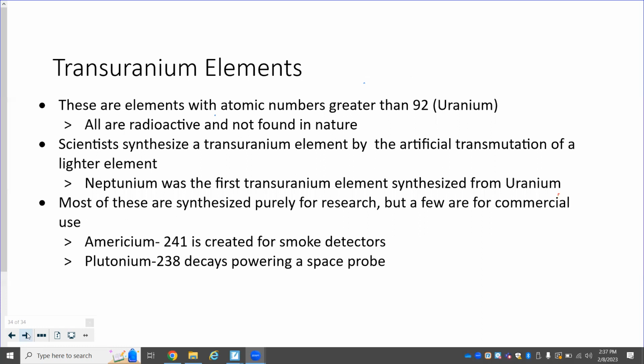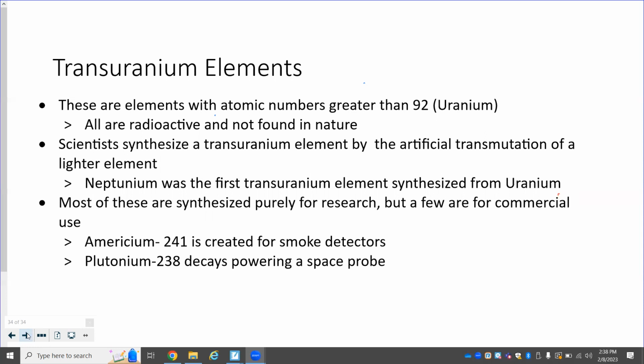The ones that are radioactive are the transuranium elements. These are the ones that are all synthesized. So these are elements above uranium, with atomic numbers greater than 92. All of these are radioactive and not found in nature. They are either from space or man-made entirely.